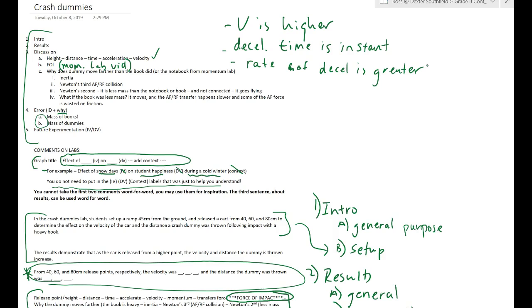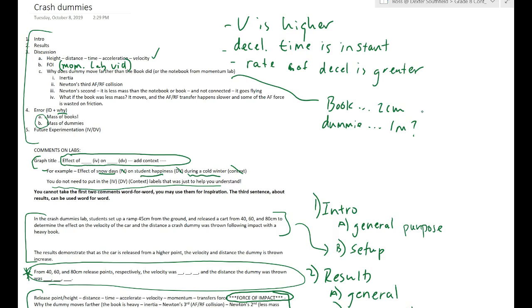Now what gets tricky is answering, why does the dummy move further than the book did, or than the notebook from the momentum lab? When we hit that book at the bottom of the track in the momentum lab, it moved 1 centimeter. It moved 2, maybe 3 centimeters. The dummy flew 1 meter. So why is the dummy flying 1 meter, whereas the book moves 1 centimeter? Let's say the book moves 2 centimeters and the dummy moves 1 meter, 50 times as far as the book. So why is that the case?